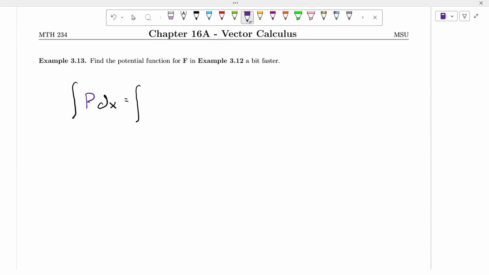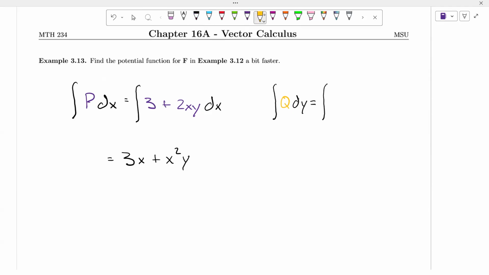This is the integral of, I think we had 3 plus 2xy dx, which is 3x plus x squared y. I'll also just go over and integrate q dy. Right, try to just directly undo the gradient in both parts. So this is the integral of, we had x squared minus 3y squared dy, which is going to be x squared y minus y cubed.